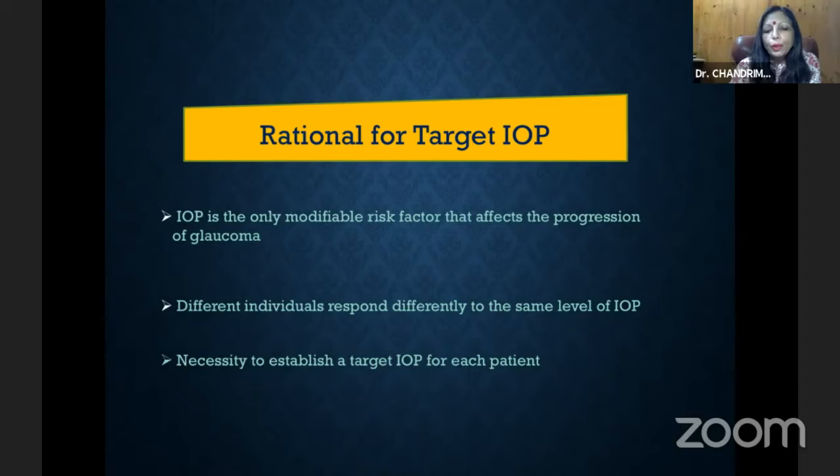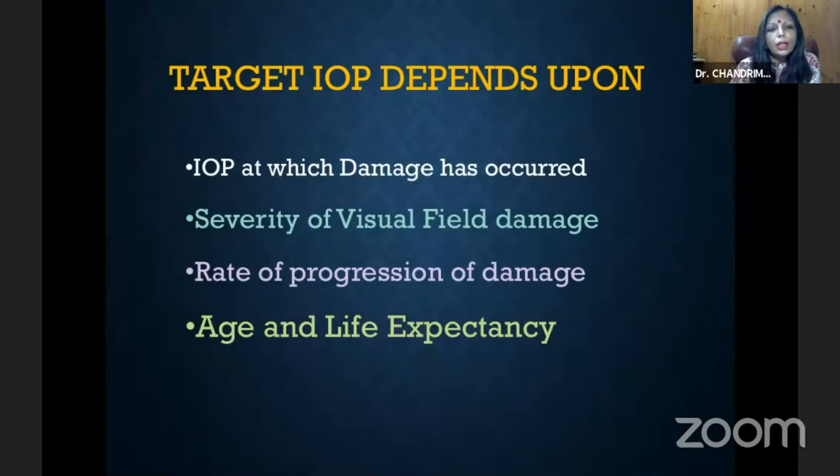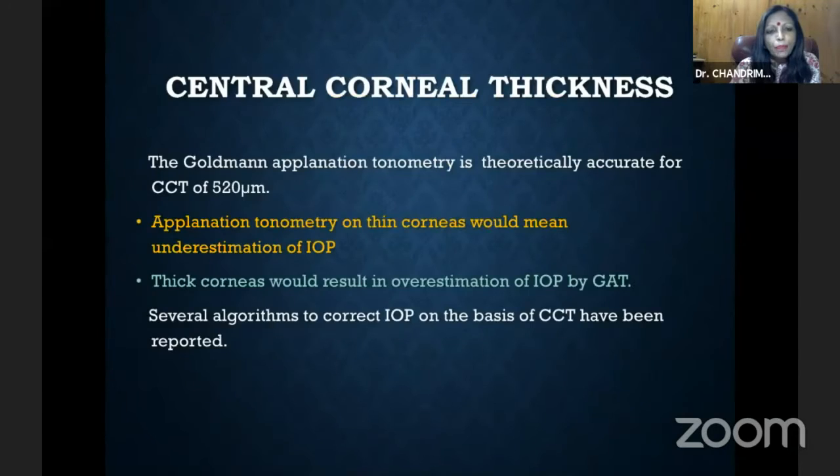Different individuals respond differently to the same level of IOP, and there is a necessity to establish a target IOP for each and every patient. So target IOP depends upon the IOP at which damage has occurred, severity of visual field damage, rate of progression of damage, and the age and life expectancy of the patient.